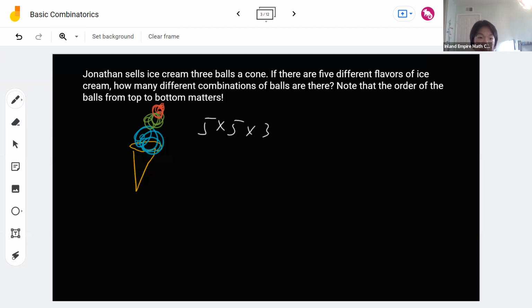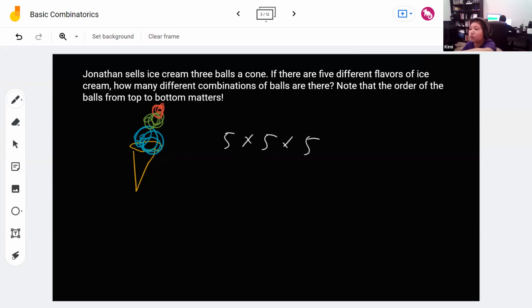Okay, so why did you do 5 times 5 times 3 here? Oh, I'll do that again. 5 times 5 times 5. Oh, that's what I mean. Yeah, 5 times 5 times 5, because there's 3 layers. That means we have to have a bunch of options for every layer. And then 3 times 3 times 3, same concept.